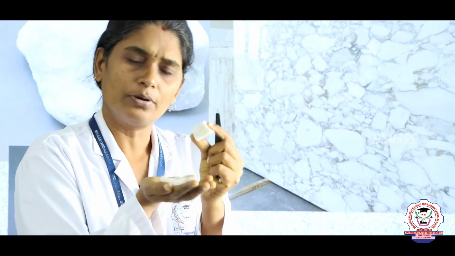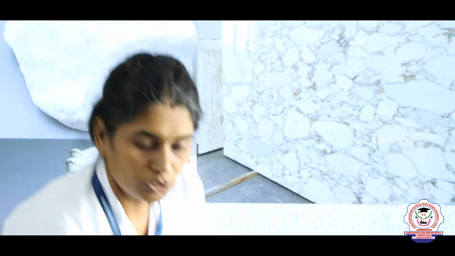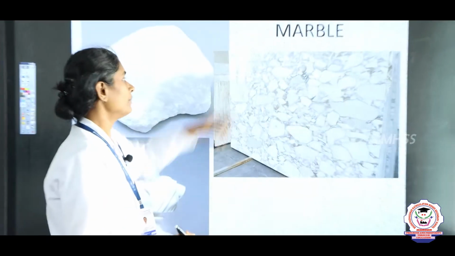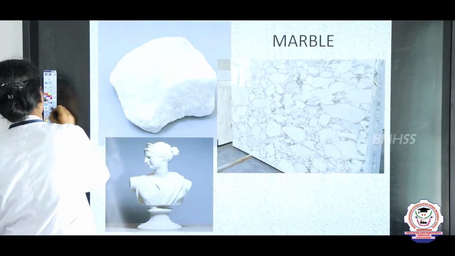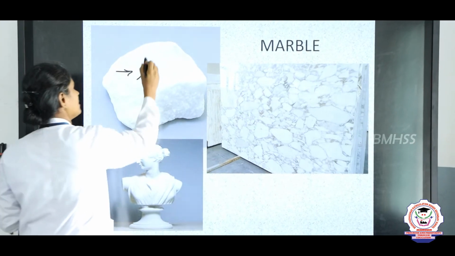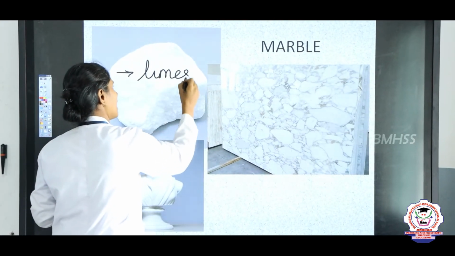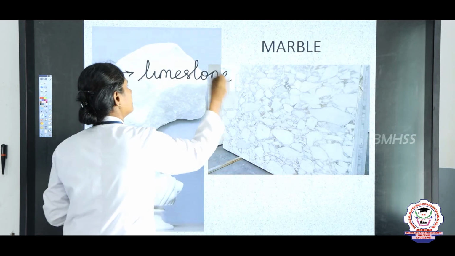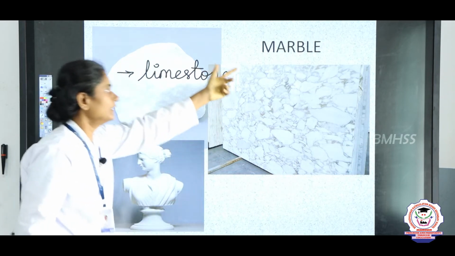So now I already told you that metamorphic rock was previously another rock. So now this marble, before this, what stone was it? So this is formed from limestone. So marble is formed from limestone. So the limestone, because of the heat and pressure, is converted into what? It is converted into marble.